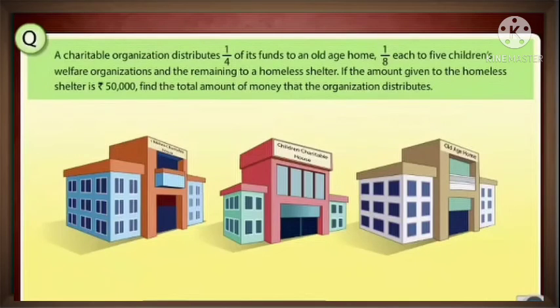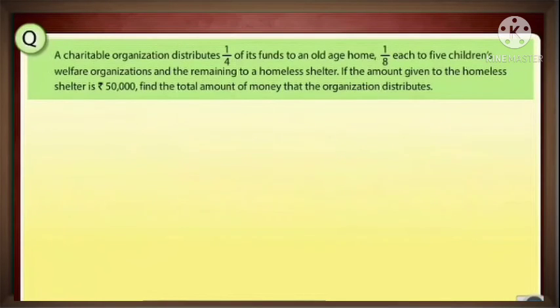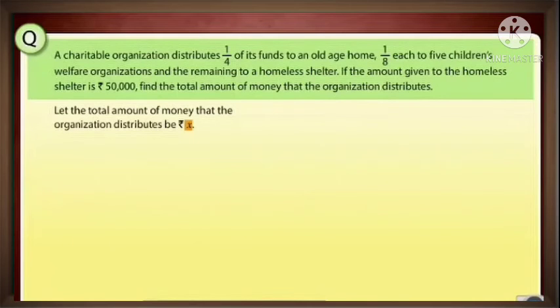A charitable organization distributes 1/4 of its funds to an old age home, 1/8 each to 5 children's welfare organizations, and the remaining to a homeless shelter. If the amount given to the homeless shelter is rupees 50,000, find the total amount of money that the organization distributes. Here, let the total money the organization distributes be equal to x.